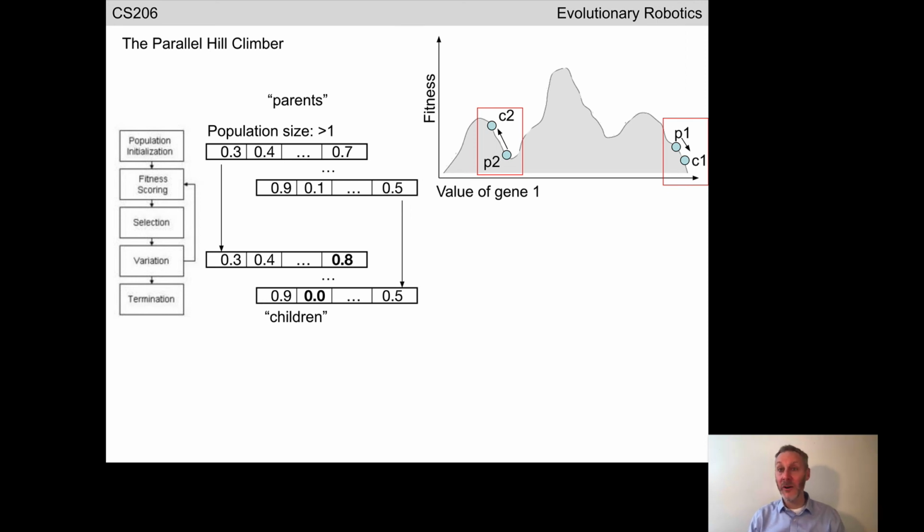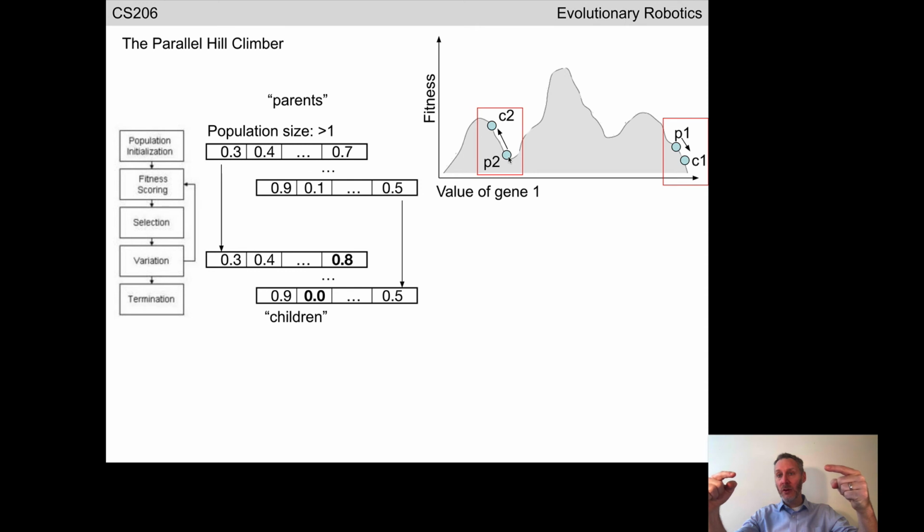So now the parallel hill climber is definitely a type of evolutionary algorithm, because now we do have a population. We start by creating a population of random parental vectors. Each vector has random values in it. These vectors are different from one another. We score each of these parents, so we determine the heights of the parents. In this case, I've just got two parents. You can see that P1 got slightly more fitness than P2.